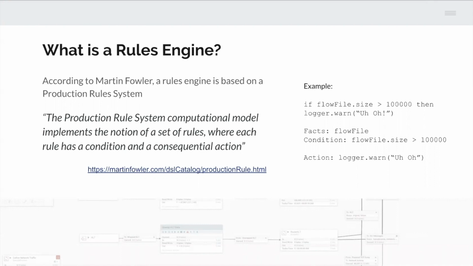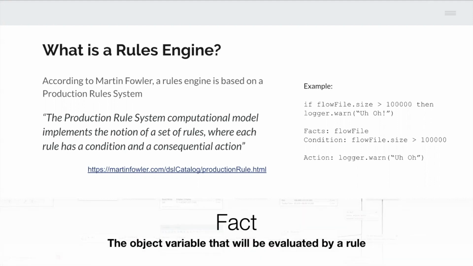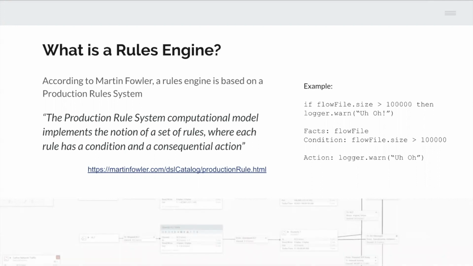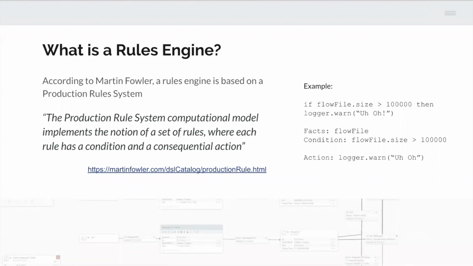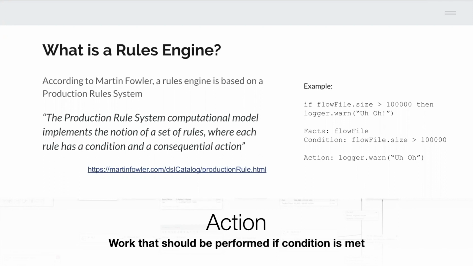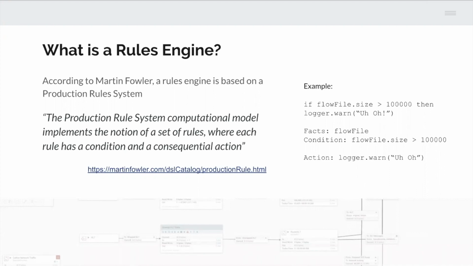If we were to break down that rule just a bit, it would consist of three main things. The first thing is you have a fact, which in this case is our flow file object. That's the object that's going to be interrogated by the rule. The next thing is you have a condition. It's some logical check that needs to be met. In this case, it's checking the size attribute of the flow file to see if it's greater than 100,000 bytes. And finally, the action that is triggered, which is, of course, the warning of, uh-oh, maybe our size is too big or bigger than what's expected. So all of those things together define what a rule is.